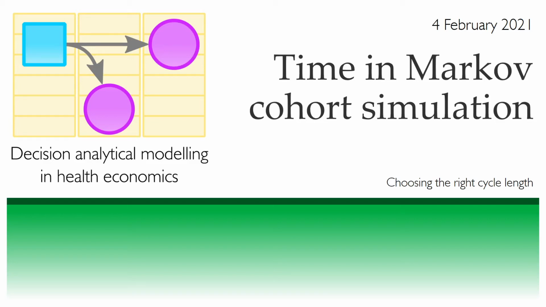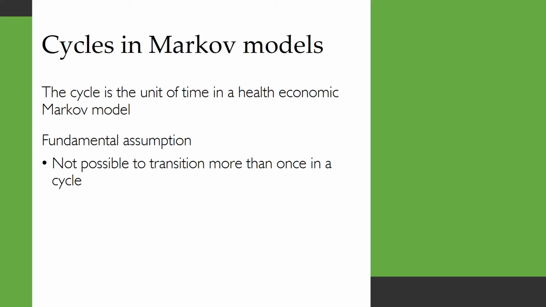Hello again. We're going to be talking about time in Markov cohort simulations a bit more, but this time talking about how to choose the right cycle length for your model. In a Markov model, the cycle is the unit of time in your health economic Markov model. It's a fundamental assumption of your Markov model that it's not possible to transition more than once in a cycle.